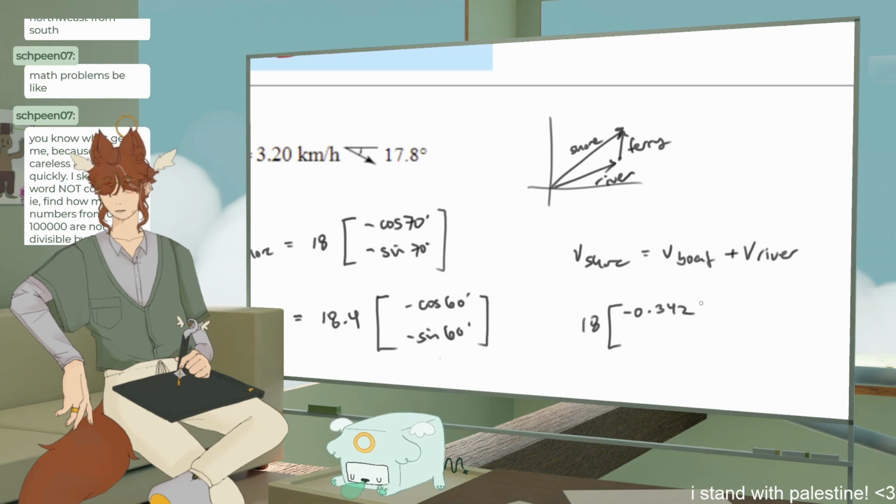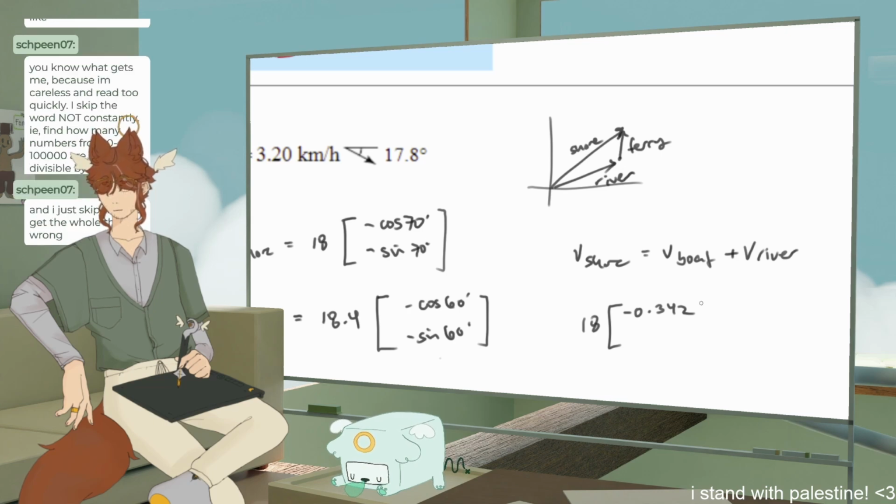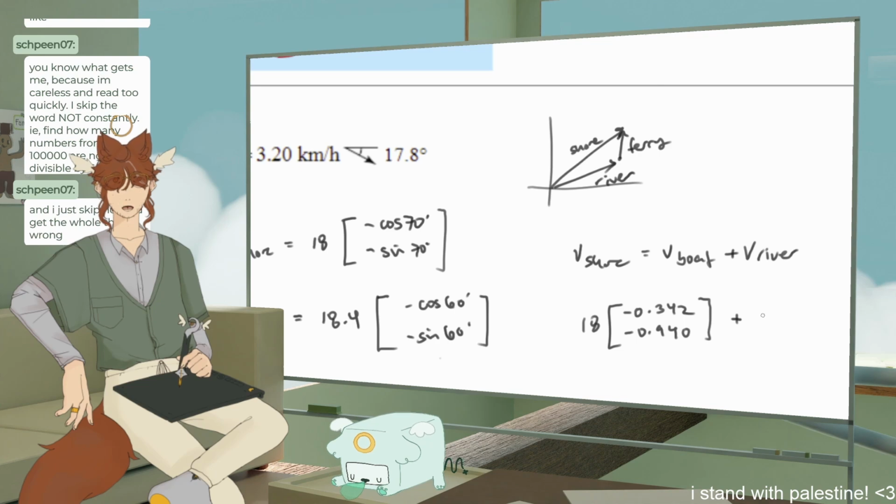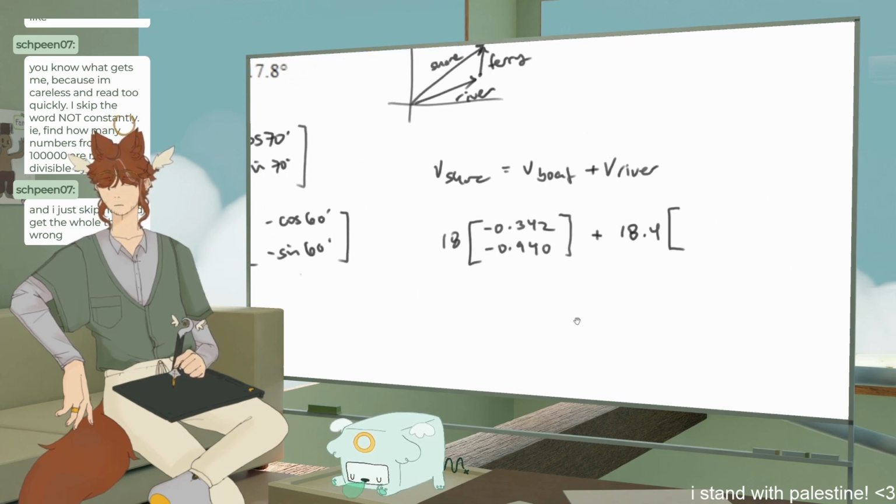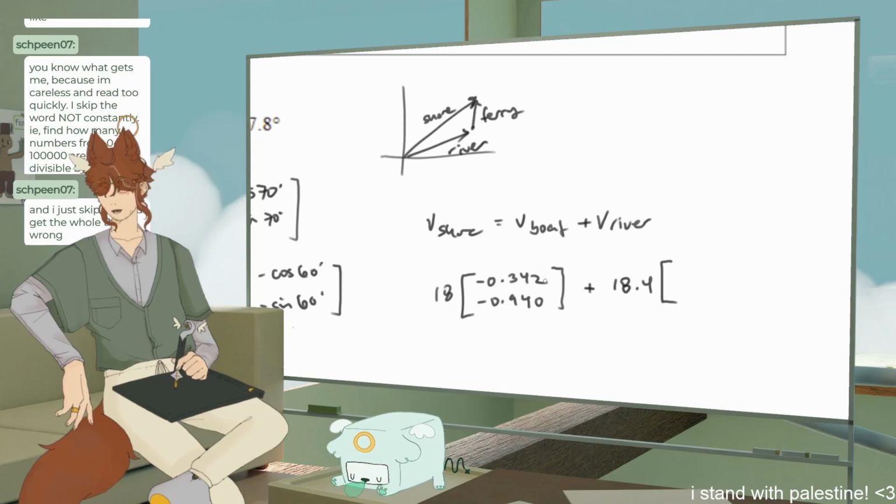You know what gets me because I'm careless and read too quickly? I skip the word "not" instantly. Find out how many numbers are not divisible by 6 and 8. I just skip "not" and get the whole thing wrong. Oh my god, I feel that. That is my biggest thing. One of my friends constantly gets on my case because I would do this all the time. I did that in chem a lot. I would read, which of these are not soluble in something, and I'd be like, oh yeah, the ones that are soluble, okay, I can do that. It's like, no, please take the 3 seconds to read the extra word in the problem. Oh my god.